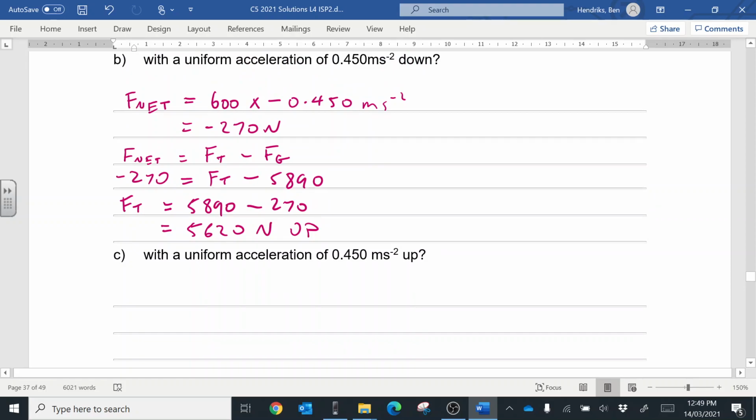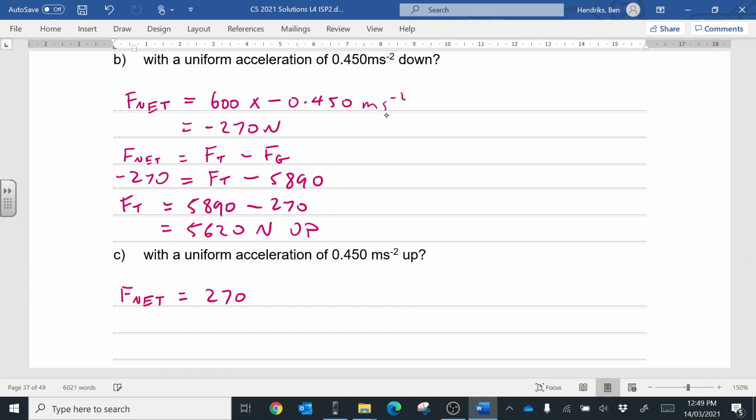Okay, so this time it's going to be the same acceleration, which we worked out here, but it's in the opposite direction. So F net this time is going to be positive 270. So F net equals 270. And I'll just say opposite, part C.